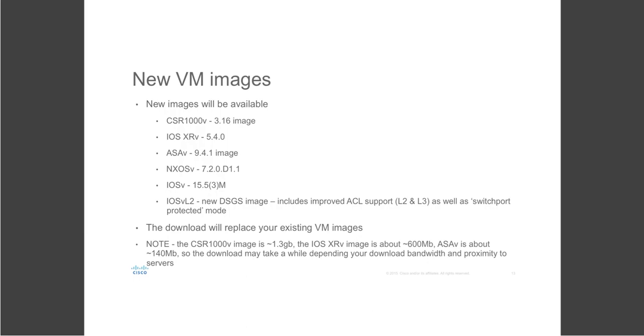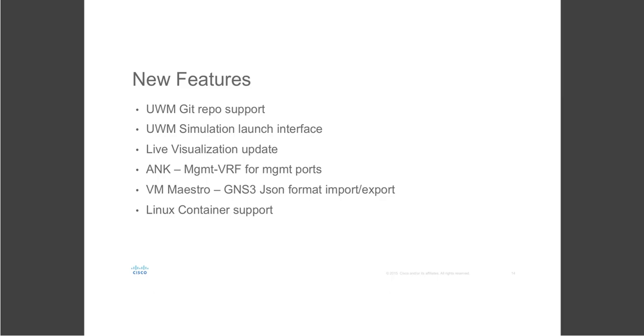So what's new? What's coming? For those of you who were at Cisco Live back in June, you will have seen some of these things. This isn't a complete list by any stretch of the imagination, but here are some we're going to show you in a moment. The Git repo support, a new interface that we have within the User Workspace Management. The live visualization has had a fairly significant update, so we're going to show you some of that capability in a moment.